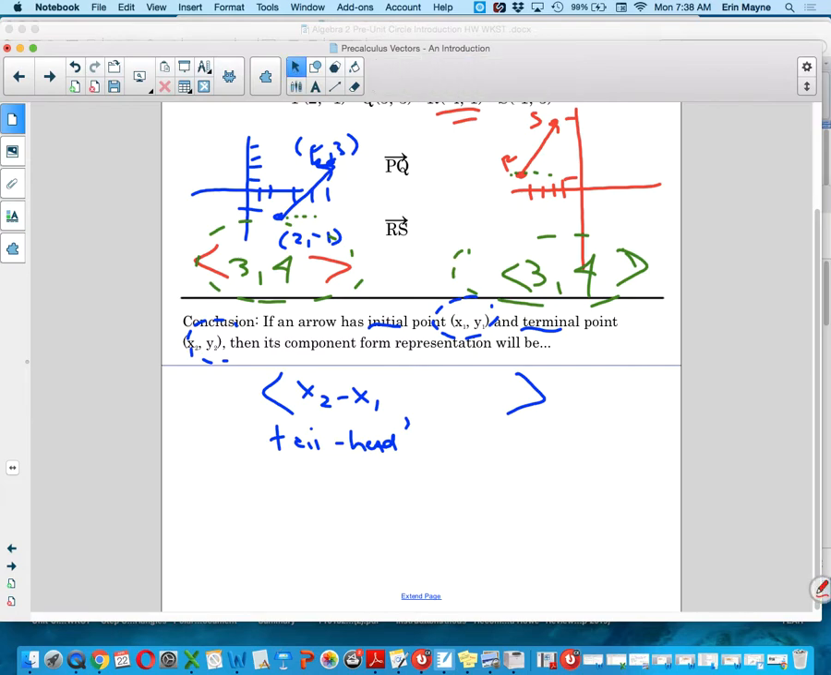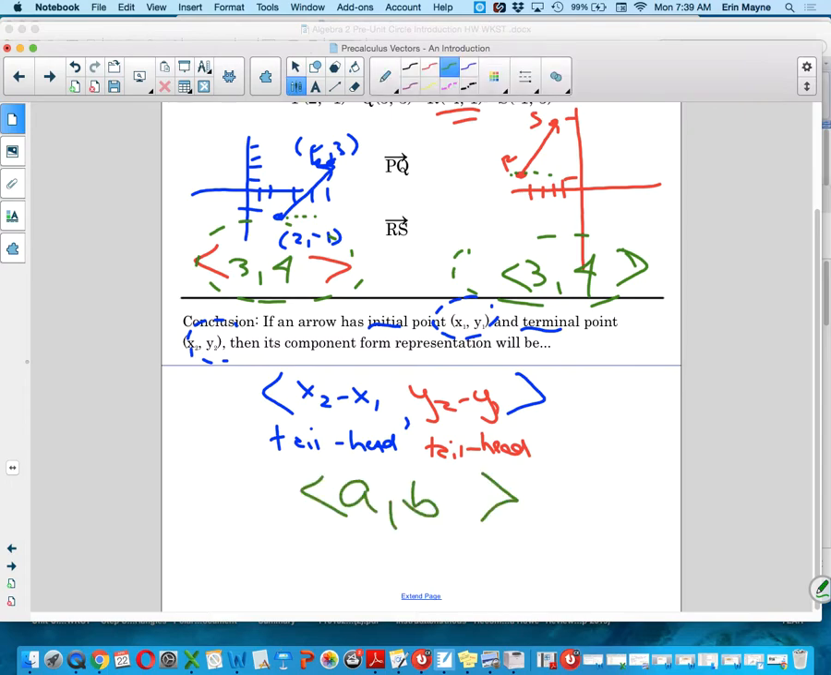Then we do the exact same thing for the vertical component. Subtract the y's to get a, b. Head minus tail, head minus tail. That gives me my horizontal and vertical components.